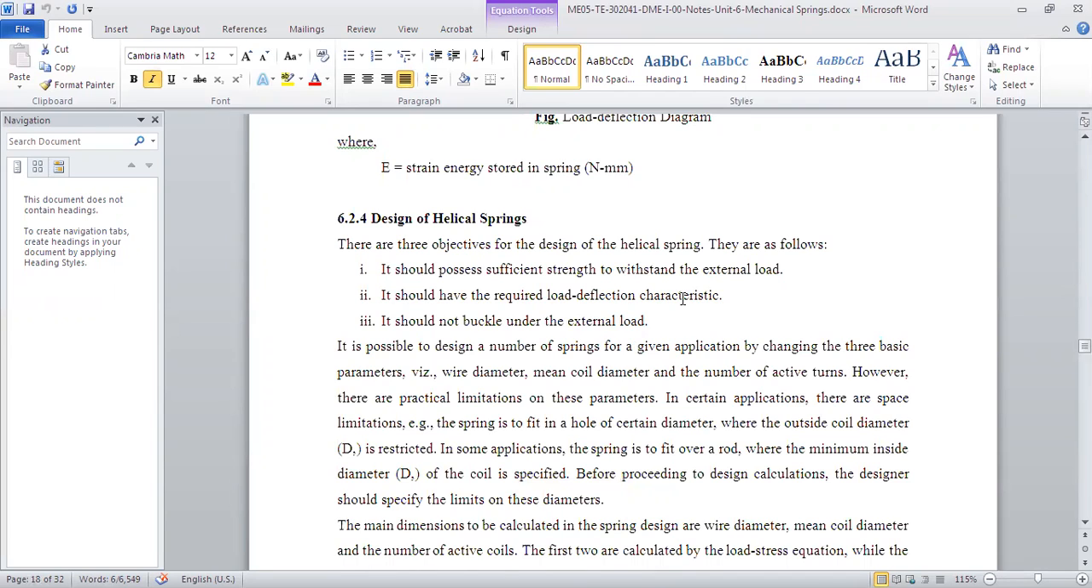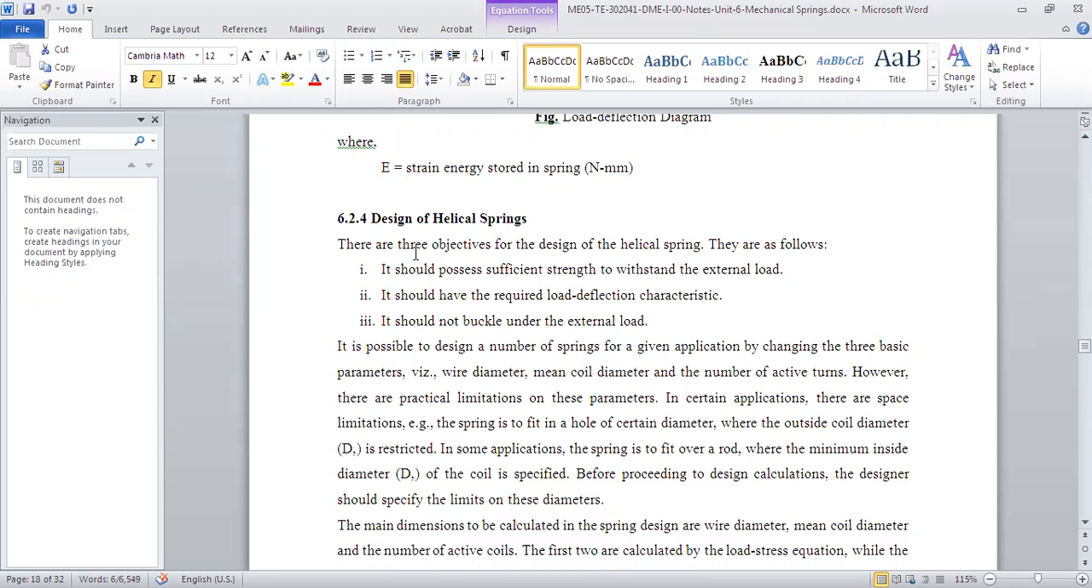As per the summary, there are three main things needed in a spring. It should have sufficient strength to take the external load. Whatever load we are going to apply, it should be able to take it and should not fail. Then it should have the required load-deflection characteristic, so that as per the load, it has a proper deflection as per the requirement. And it should not buckle. Buckle means it should not fail along the sides.